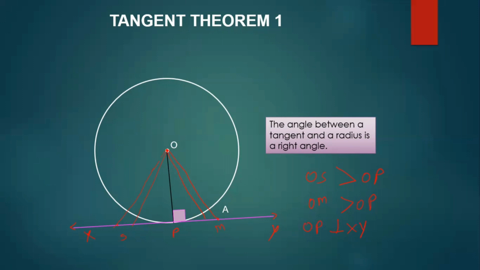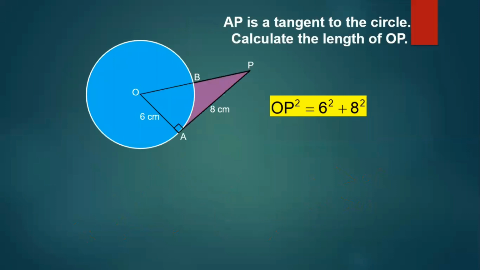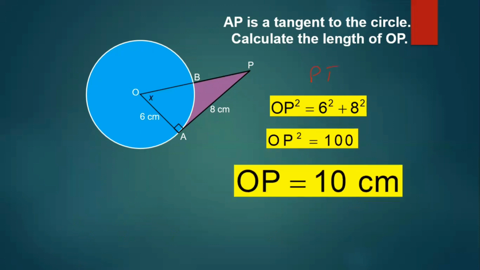Got it? Now, let us solve one question. AP is a tangent to the circle. Calculate the length of OP. Now, we have seen that the radius is perpendicular to the tangent, so we get a right triangle. So we will be using the Pythagoras theorem here. OP is the hypotenuse. So the square of the hypotenuse is equal to the sum of the squares of the other two sides, according to the Pythagoras theorem. So 6 squared, which is 36, and 8 squared, which is 64. So we get OP squared as 100, and OP is equal to the square root of 100, which is 10 centimeters.